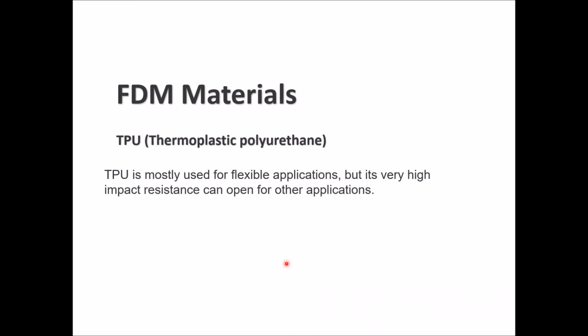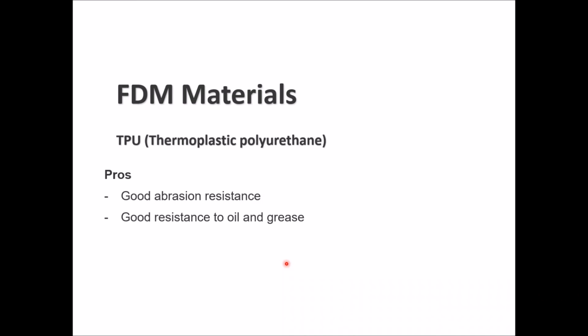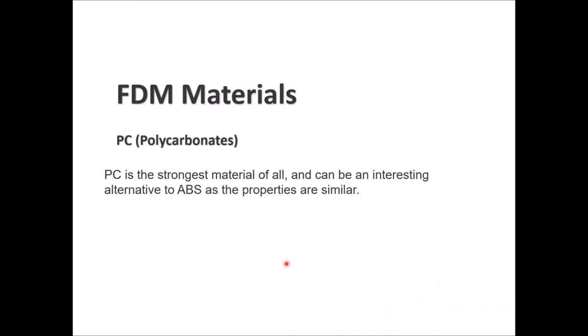Thermoplastic polyurethane, known as TPU, is used in most cases for flexible applications because it has high impact resistance and can be a good choice for many applications involving some kind of impact loading. Good sides: it has good abrasion resistance and good resistance to oil and grease. Bad sides: it is difficult to post-process and can't be glued easily. Either the material will be distorted, or the glue doesn't stick to this kind of material for chemical reasons.